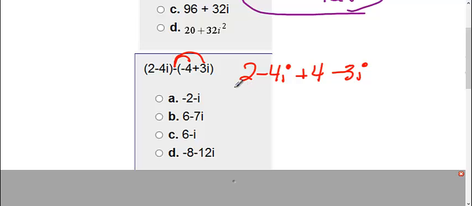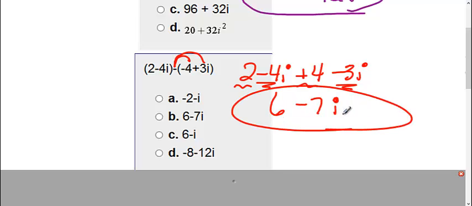And then I can combine my like terms. 2 plus 4, I get 6. Negative 4i, negative 7i gives me a negative 7i. So 6 minus 7i is choice B.